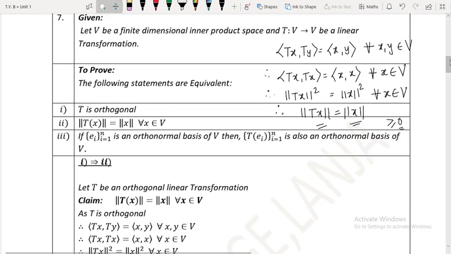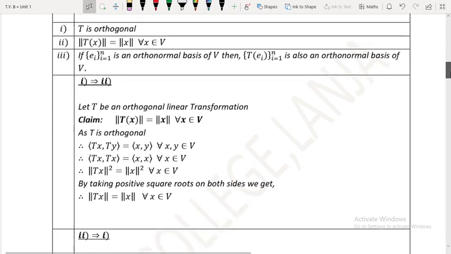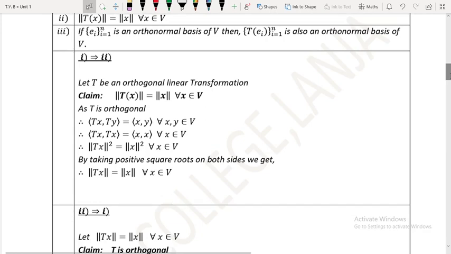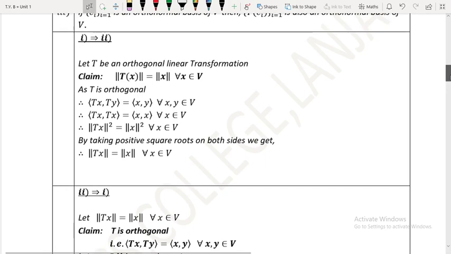Now we are going to go for what? 2 implies 1. So first of all I'll erase this. Now I will assume that norm of T of x is equal to norm of x for all x belonging to V. And what is our claim? Our claim is to show T is orthogonal, means we have to show inner product of Tx with Ty is equal to inner product of x with y for all x, y belonging to V.